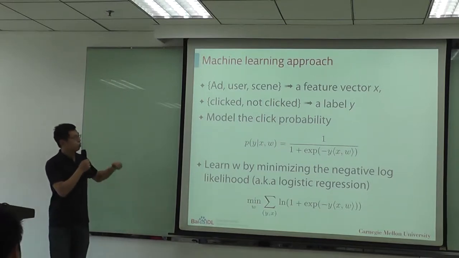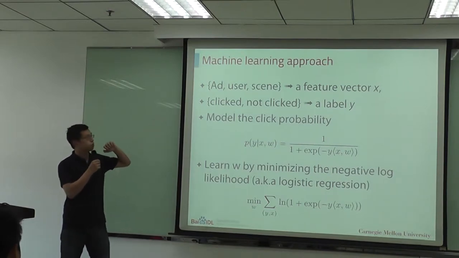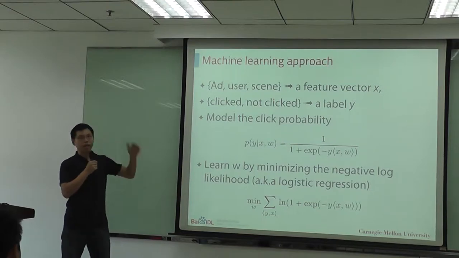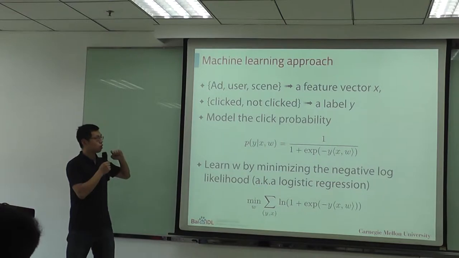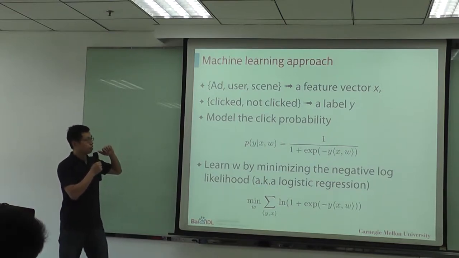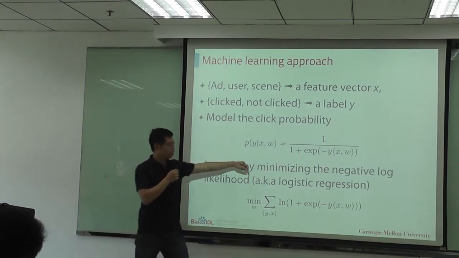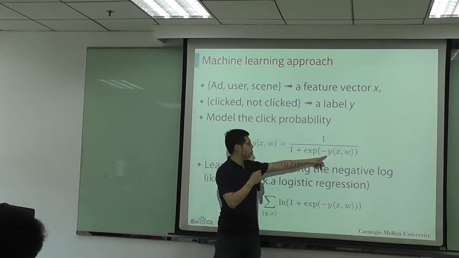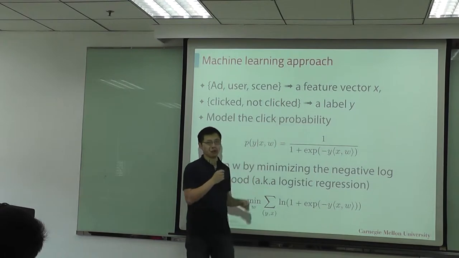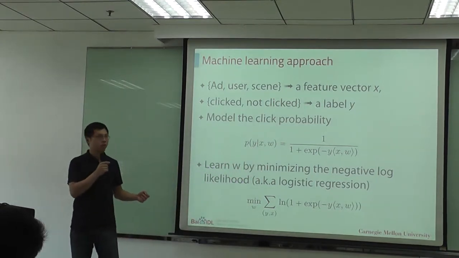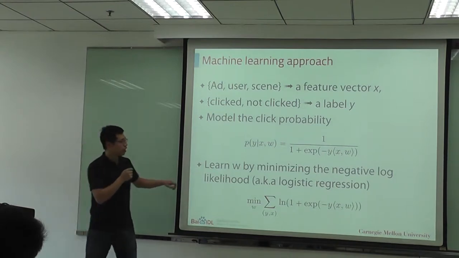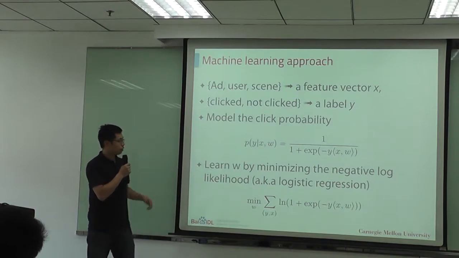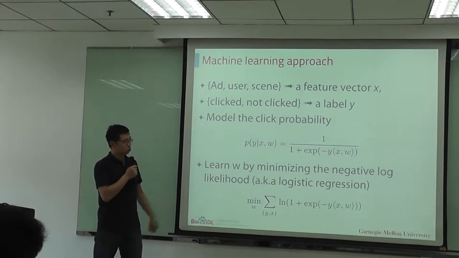So in the machine learning approach, we first generate a feature vector, given the ad, the user, and the session. We also collect whether or not this user clicked, and we get the label. Next, we want to model the click probability. We use a very simple logistic approach: you have the feature vector, you have a weight that we want to learn, and this is the label. This maps the positive number to a number between 0 and 1. Any number between 0 and 1 we can view as a probability. This is what we measure here. Next, we want to solve for the weights of the model. If we minimize the negative log likelihood, we get the famous logistic regression model.